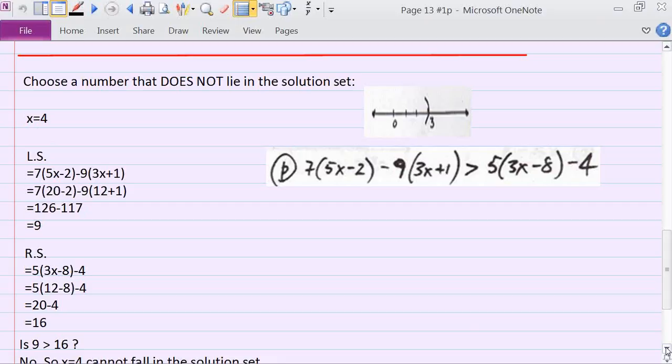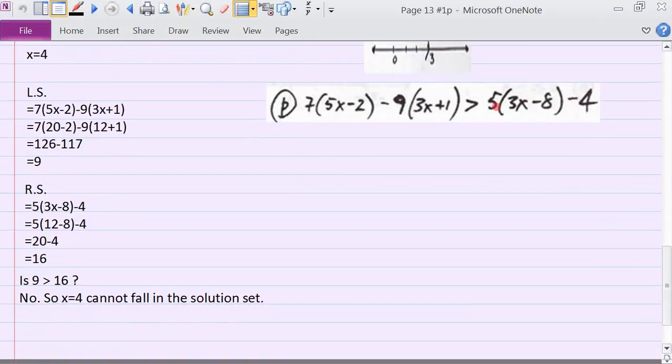What about the right side? This part right here, when we put x equal to 4. Well, 3 times 4 is 12. 12 minus 8 is 4. 5 times 4 is 20. 20 minus 4 is 16.